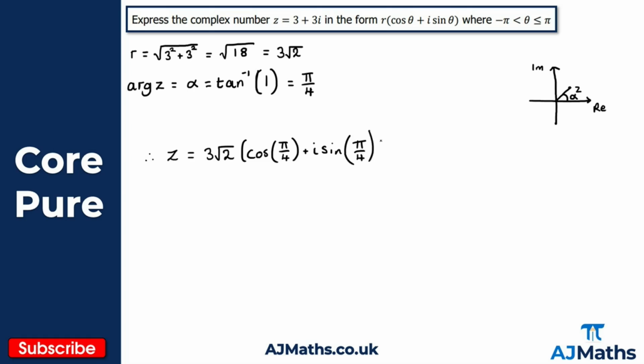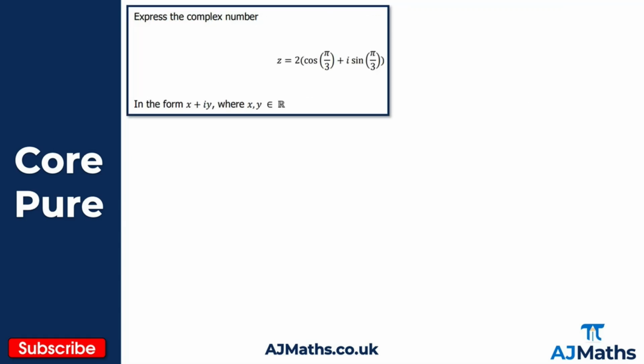Okay, and there we have it. That's our solution to question 1. Moving on to question 2, now we're asked to express a complex number Z, which is in Mod-Arg form here, in the form x plus iy, where x and y belong to the real numbers.